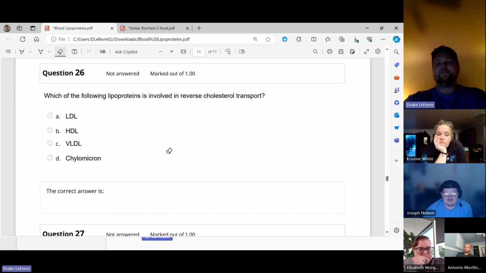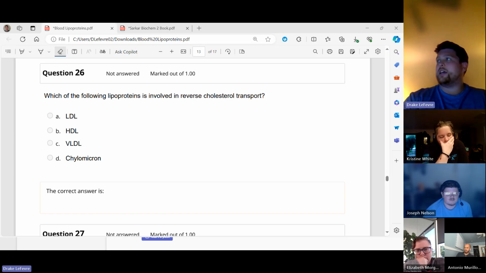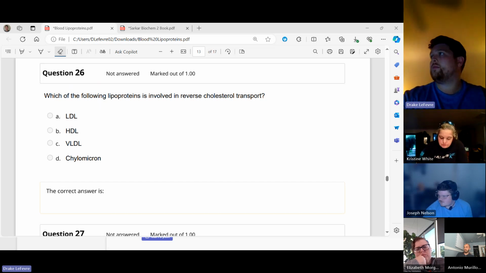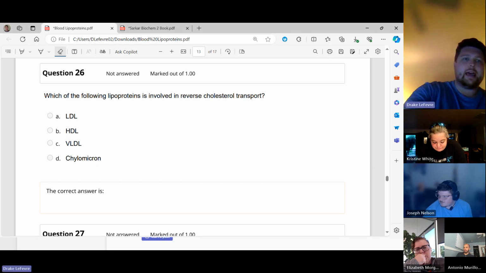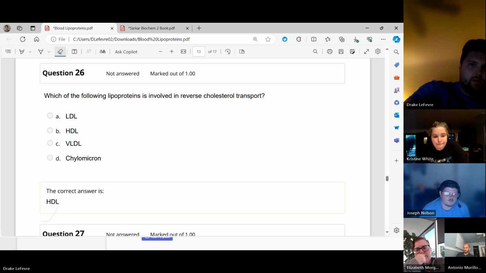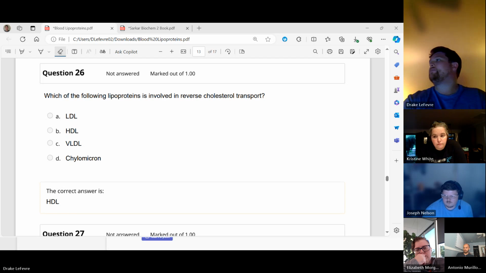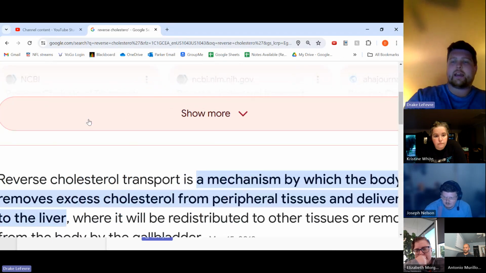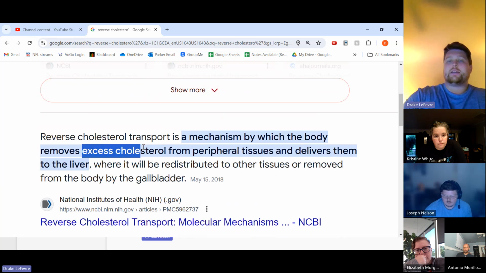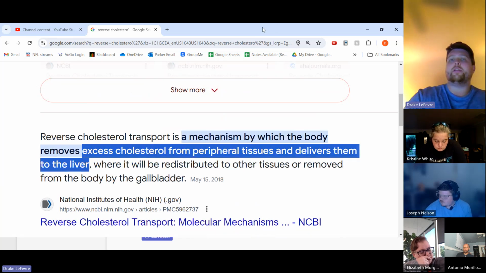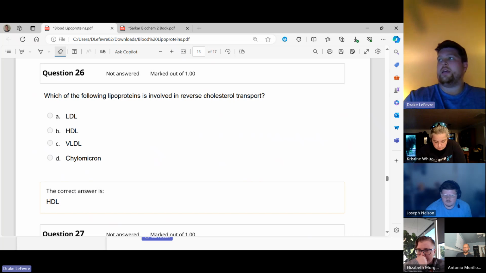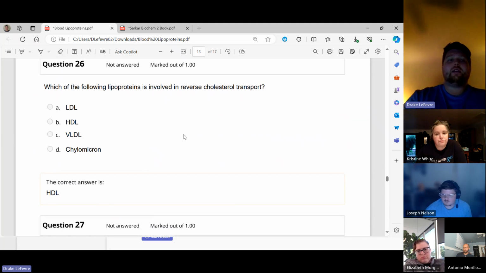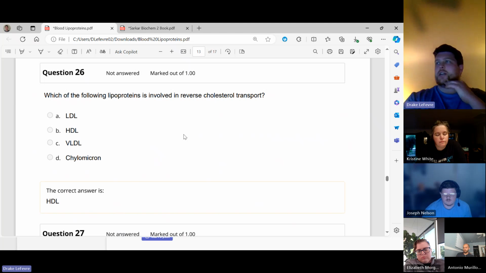Which of the following lipoproteins is involved in reverse cholesterol transport? HDL. That is correct. Remember that reverse cholesterol transport essentially is the mechanism by which the body removes the excess cholesterol from the peripheral tissues and brings it back to the liver. We want that. That's why we like our HDLs. We like high HDL because that means we're not keeping cholesterol in the blood vessels, especially in the peripheral areas, which can cause some major issues if we get atherosclerosis, or buildup or clots in our extremities.